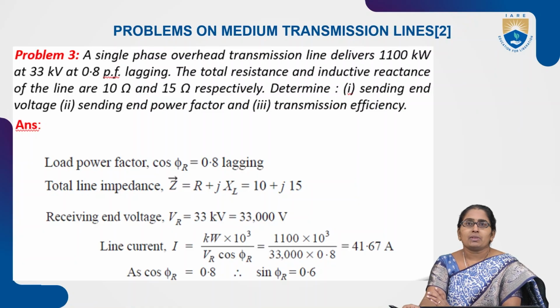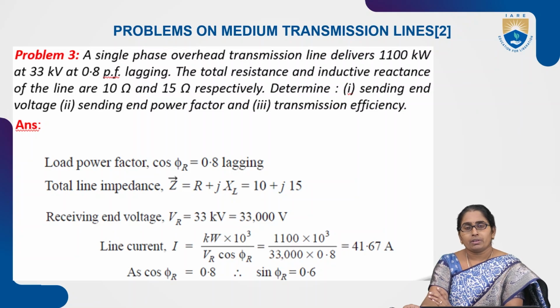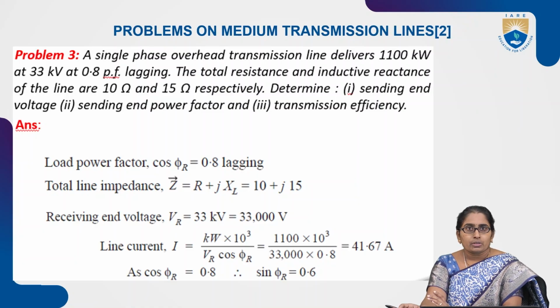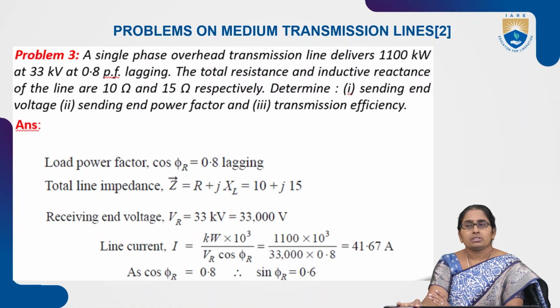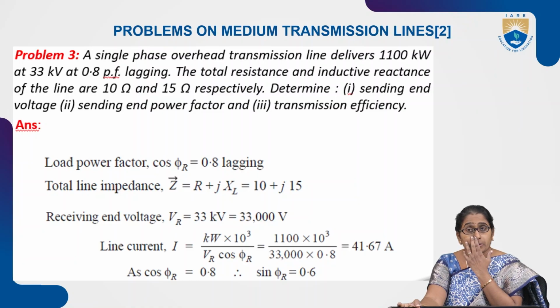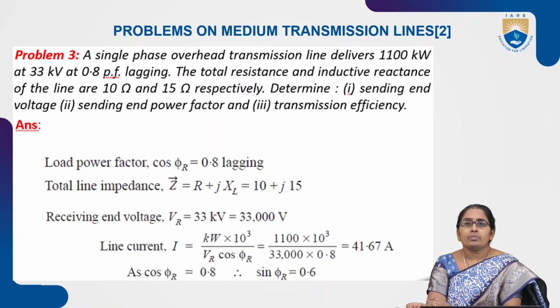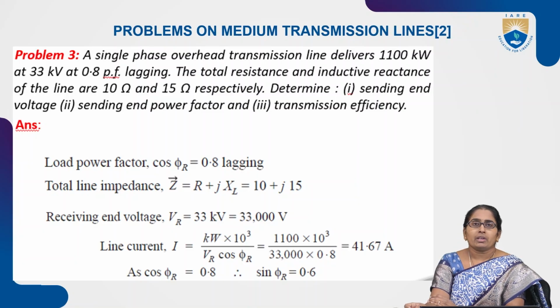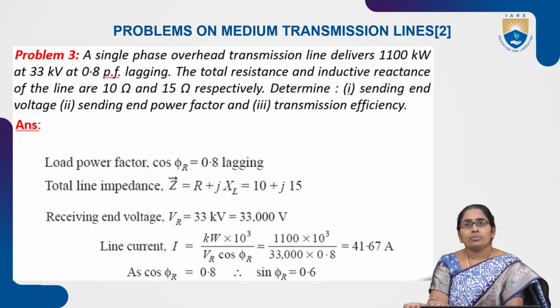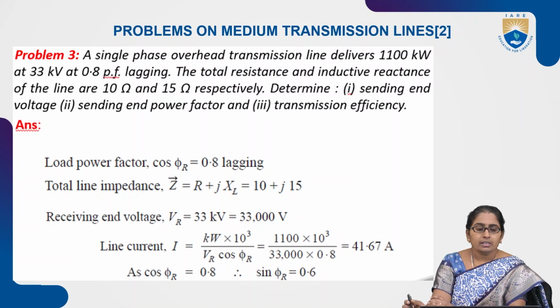Here it is given a single phase line. Load parameters are given in the same manner as the previous problem. Line R and L values are directly given. It is not given as a specific medium line or a particular method. So we go for the first method: looking at the line parameters, because R and L values are given, we go for the direct formula to calculate the sending end voltage.